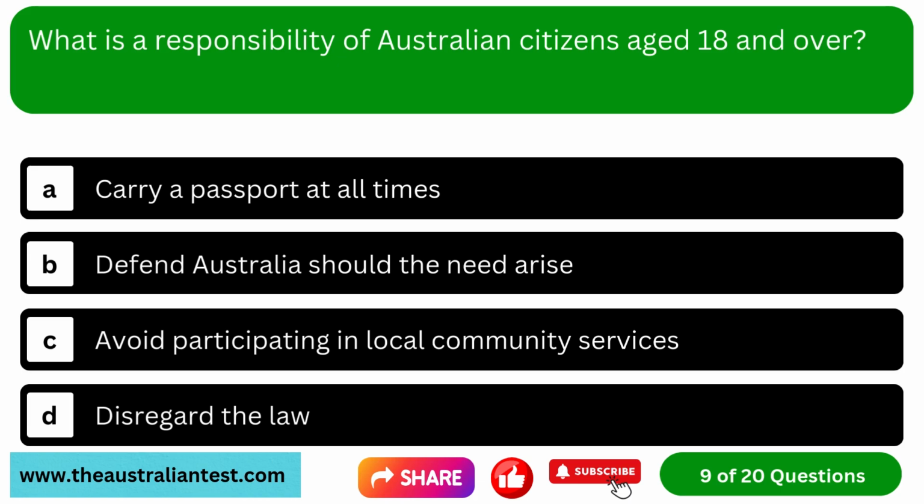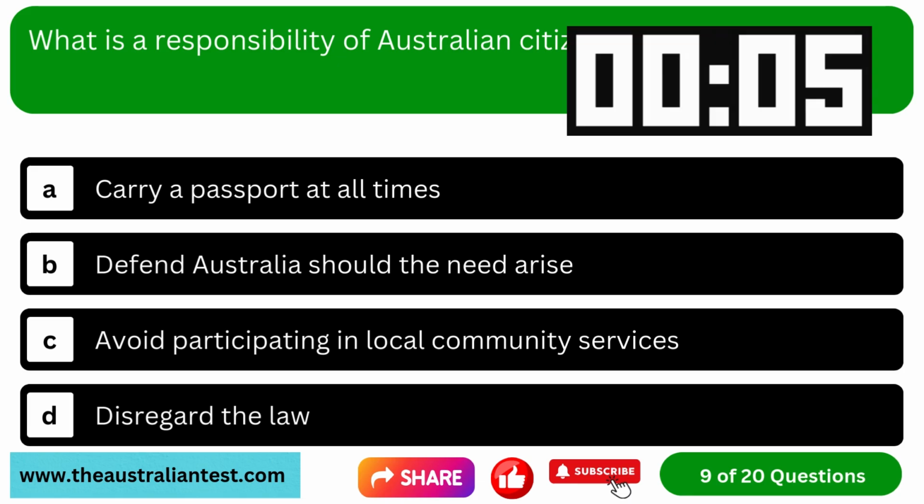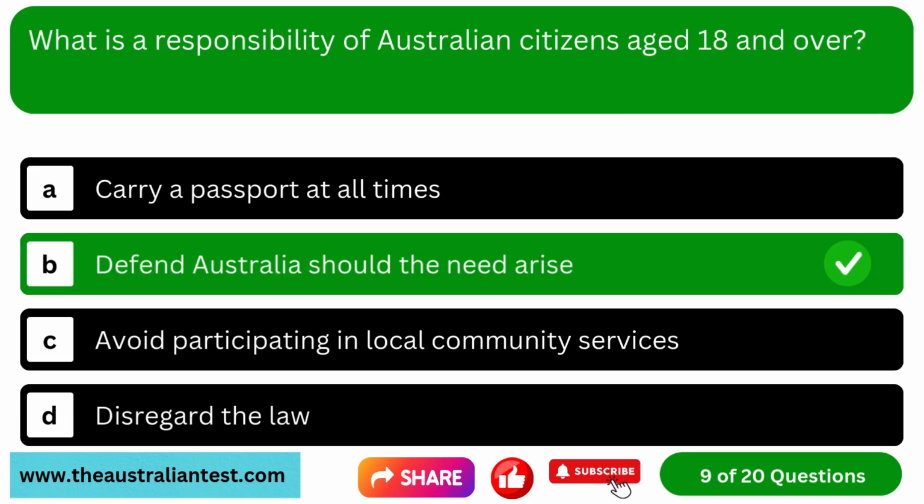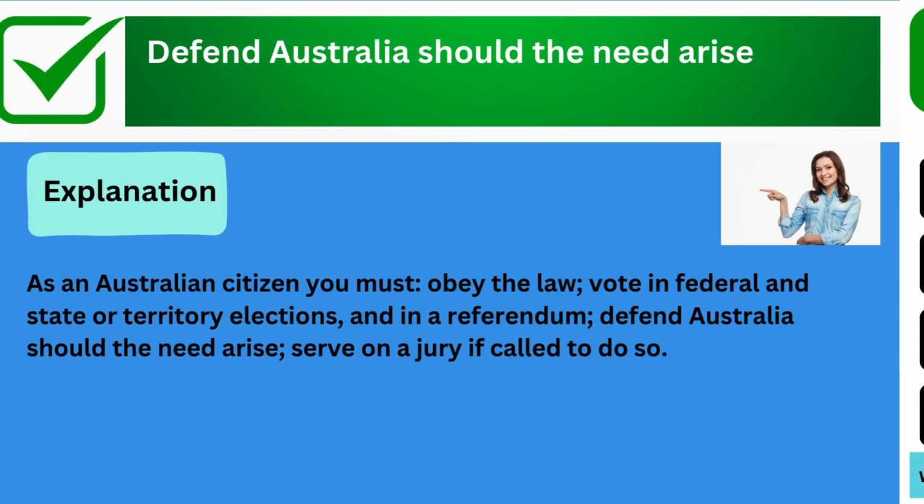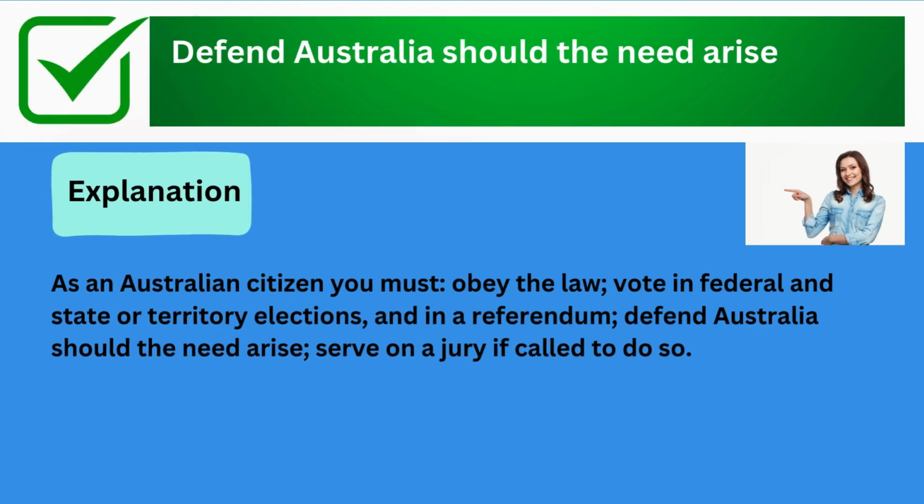Question 9. What is a responsibility of Australian citizens aged 18 and over? Option A, carry a passport at all times. Option B, defend Australia should the need arise. Option C, avoid participating in local community services. Option D, disregard the law. The correct answer is defend Australia should the need arise.